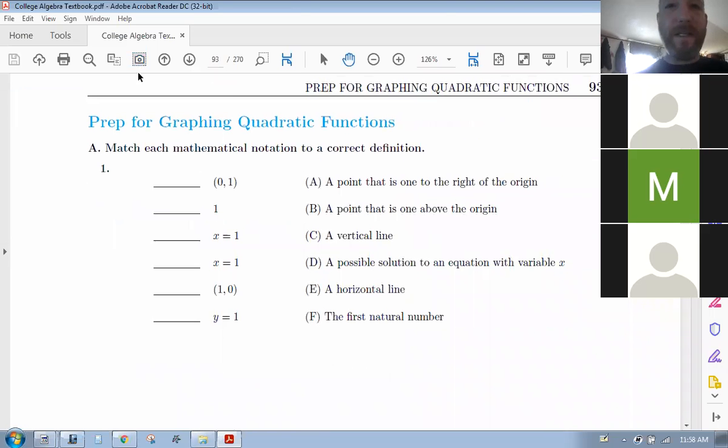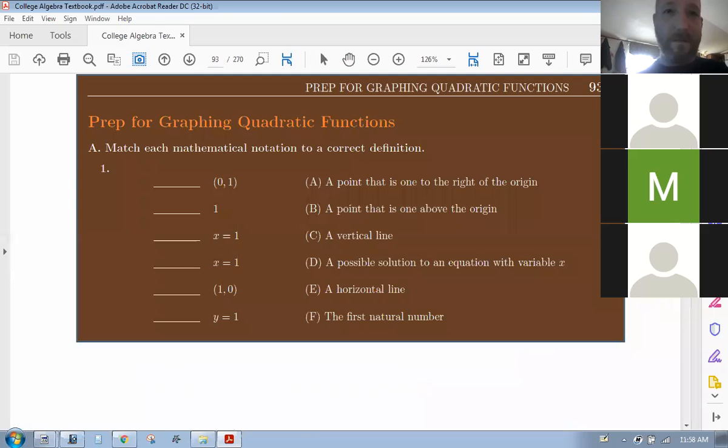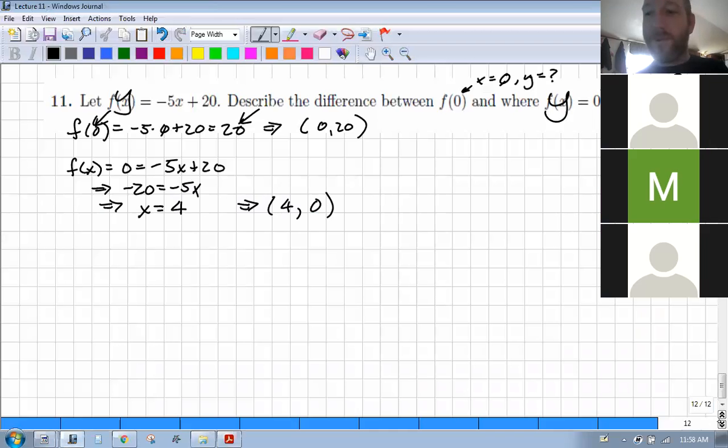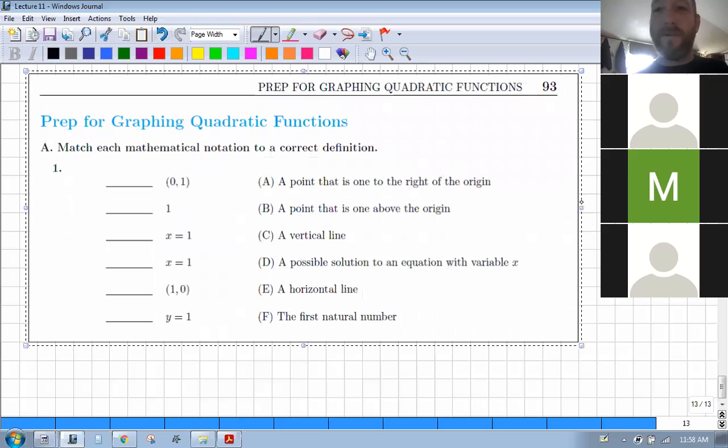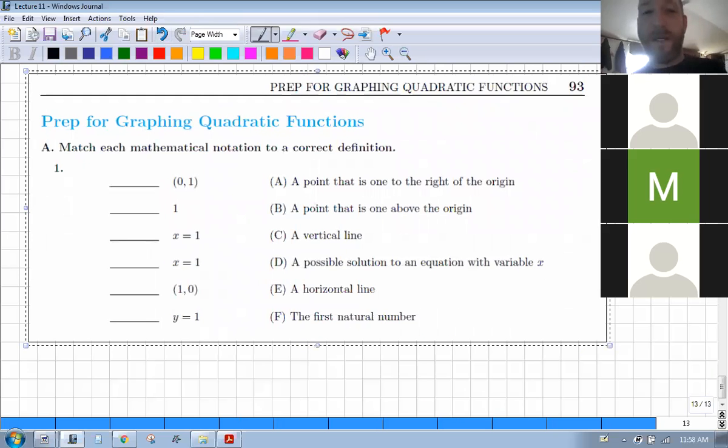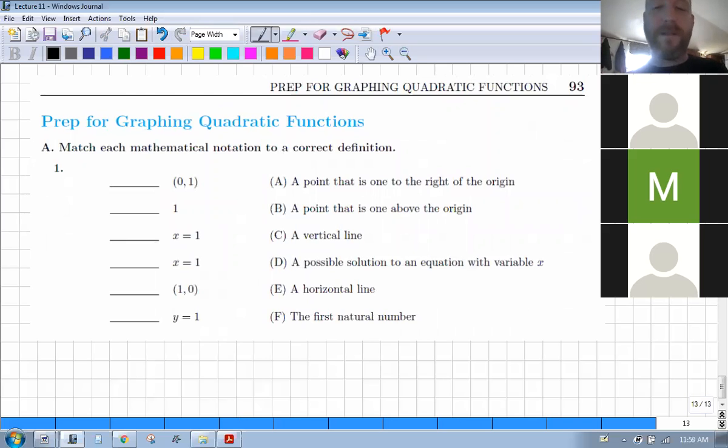All right, page 93. That's our review. All right, we're prepping for quadratic functions. Quadratic functions are just ones where you have squares in them, x squareds and y squareds. Well, just the x actually. Match each mathematical notation to a correct definition. Let's see. Let's look at the definitions.